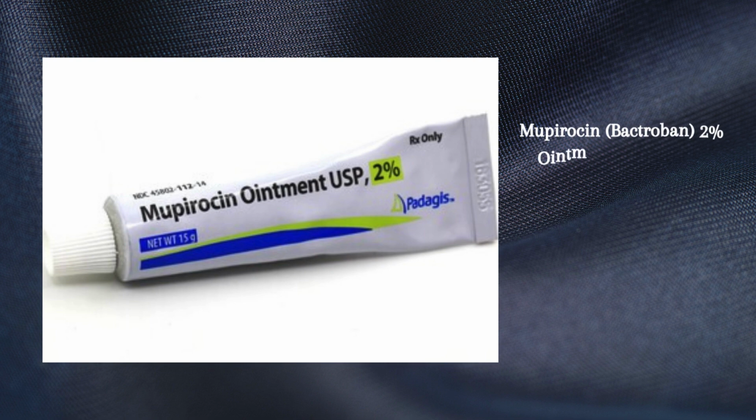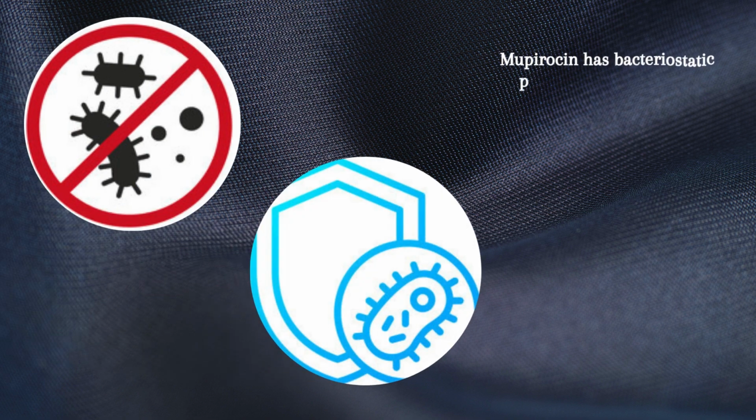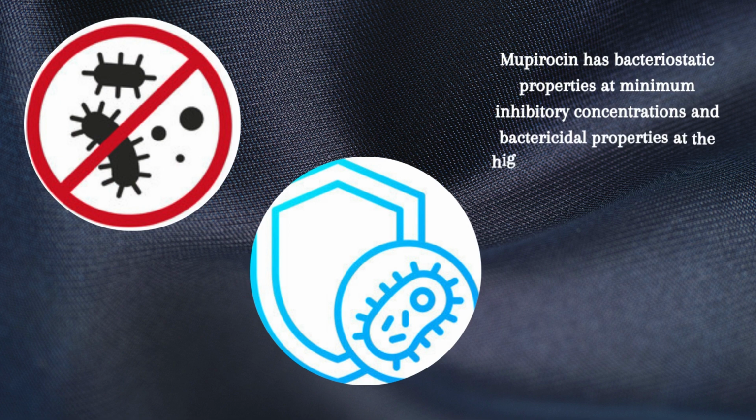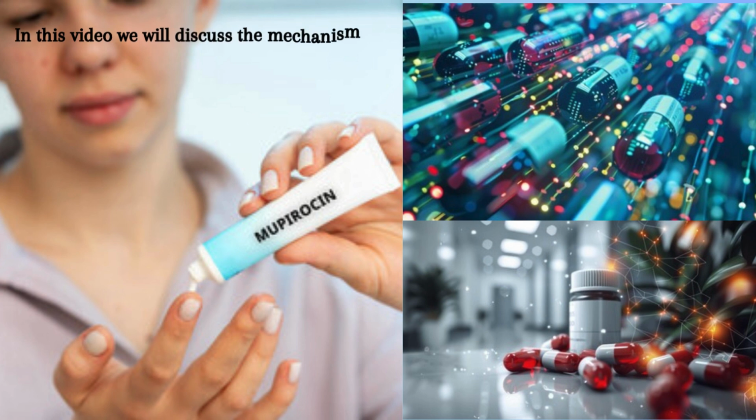Mupirocin, Bactroban, Ointment. Mupirocin, Bactroban, 2% ointment is a 2% mupirocin-free acid in a polyethylene glycol base for topical administration. Mupirocin has bacteriostatic properties at minimum inhibitory concentrations and bactericidal properties at the higher concentrations reached when applied locally. In this video we will discuss the mechanism of action and other pharmacology of mupirocin.